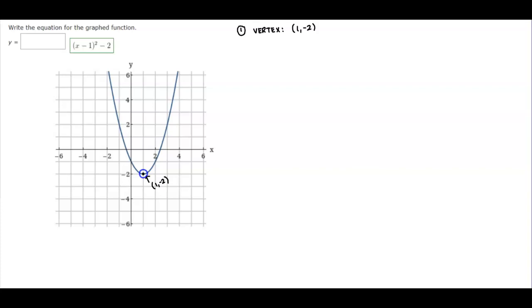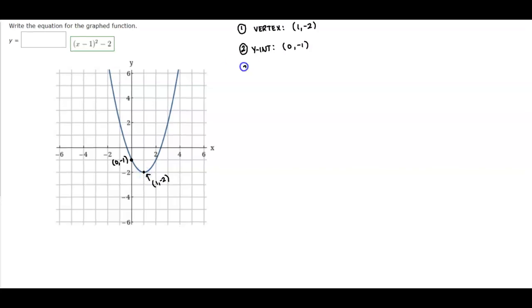And then we also know that there is a y-intercept on this graph. So where does it cross the y-axis? Well, it crosses the y-axis here at (0, -1). So now let's use this information along with the standard form.